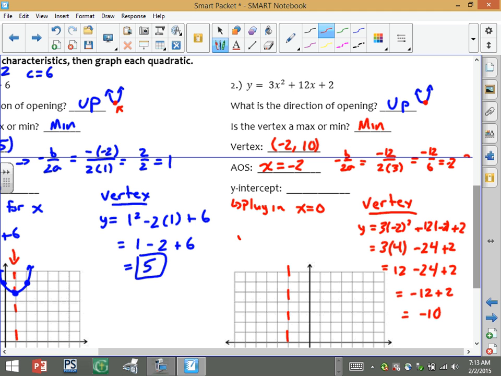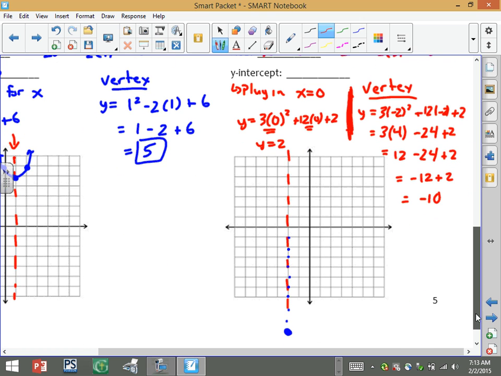So y equals 3 times 0 squared plus 12 times 0 plus 2. Again, this is going to be gone because of 0. That's going to be gone. We're left with y equals 2. So my y-intercept is y equals 2. Again, if you look at that point, that's the point 0, 2. And as you can tell, that's where x equals 0.